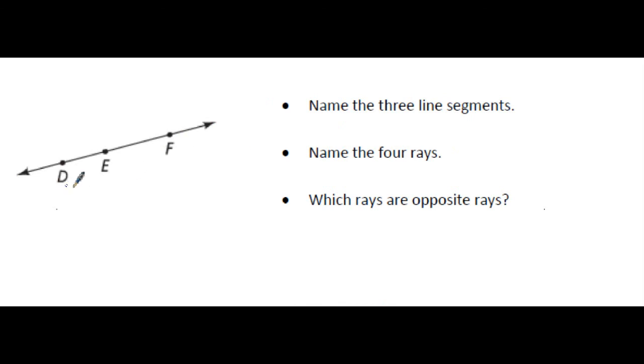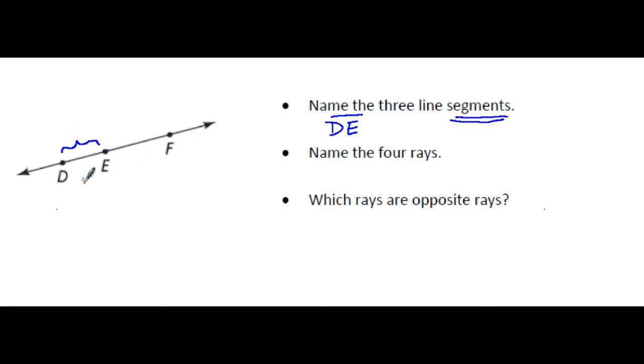Okay, so here's an example, and we're going to start with the following. Name 3 line segments. So let's go back to what is a line segment. A line segment starts at some point and ends at some point. So we could use, say, point D, and we could stop at E. So we could use ED. Make sure you don't include the little arrows.